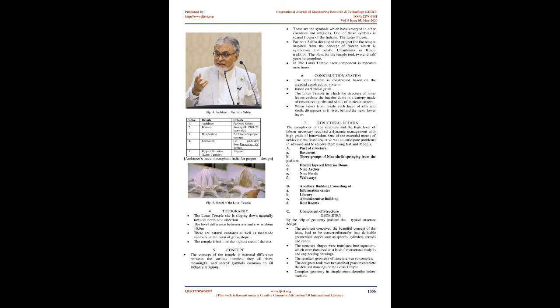4. Topography. The Lotus Temple site is sloping down naturally towards the northeast direction. The level difference between NE and SW is about 10.0 m. There are natural contours as well as man-made contours in the form of grass slopes. The temple is built on the highest area of the site.